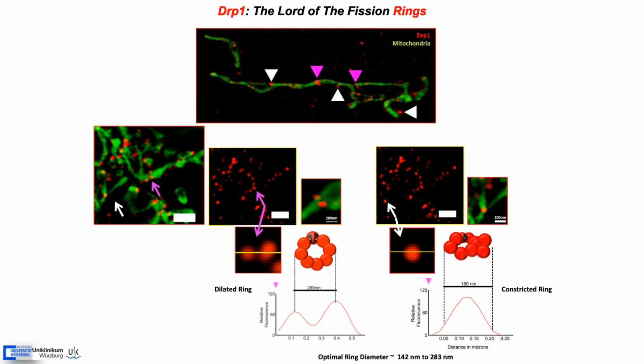I call DRP1 the Lord of the Fission Rings. DRP1 is a GTPase which forms ring-like structures around mitochondria and clips them into smaller fragments. We can in fact measure the number and structure of these DRP1 rings around the mitochondria and can quantify the state of mitochondrial fission in a given cell.